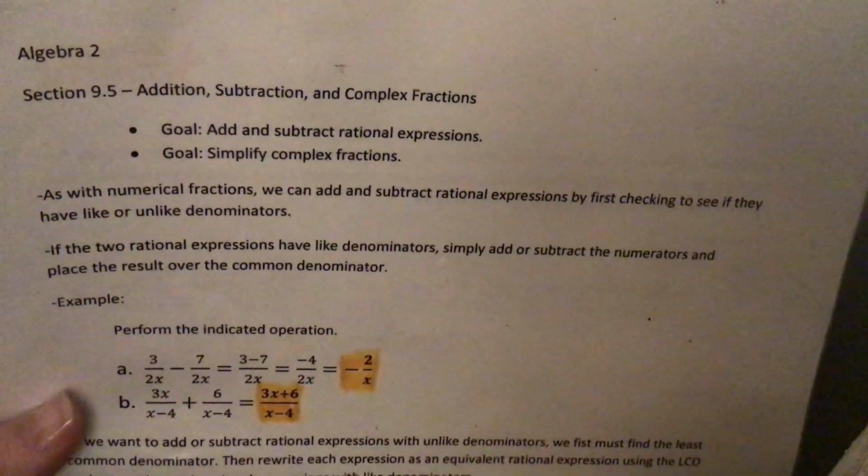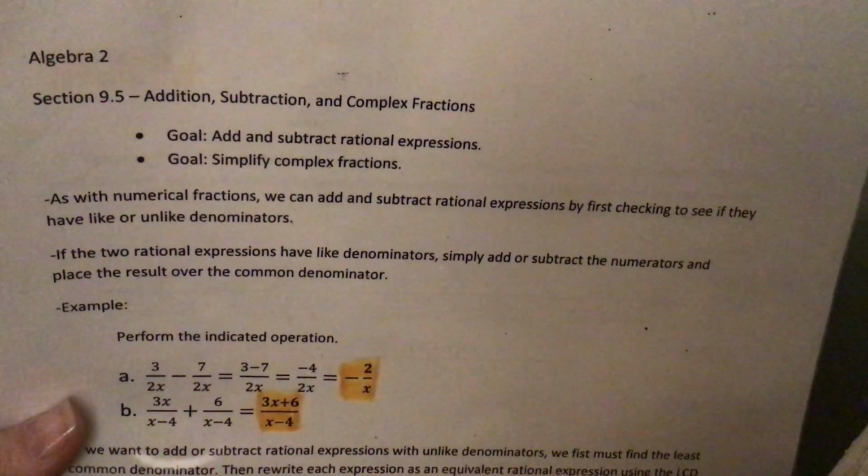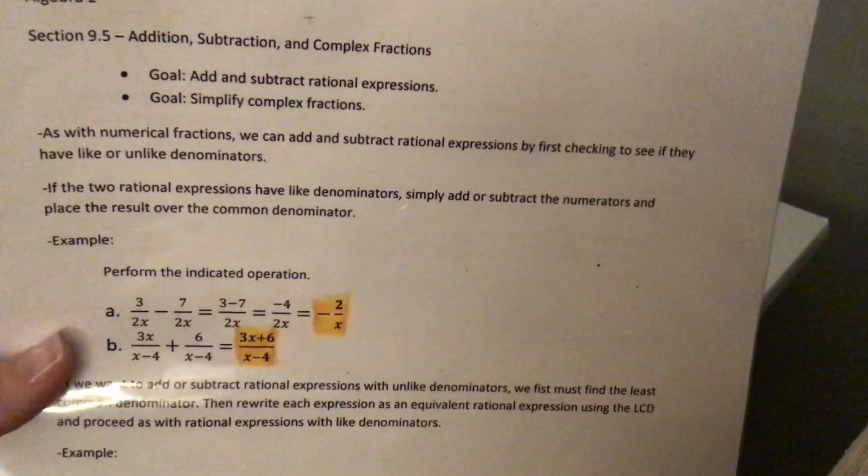Lesson 9.5. Okay, addition, subtraction, and complex fractions. So we've been dealing with rational expressions. Okay, rational expressions look like fractions, right? They have a numerator and a denominator. In 9.4, we did multiplying and dividing because it's a little easier to multiply and divide because it doesn't matter what's in the denominator. Okay, adding and subtracting are a little more complicated just because you have to worry about your denominators, okay?